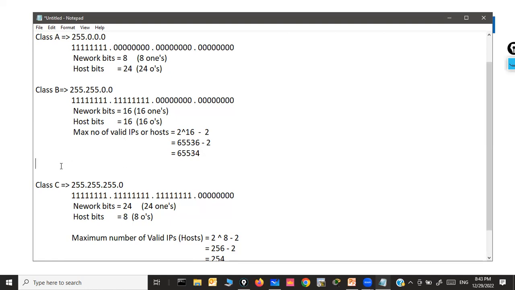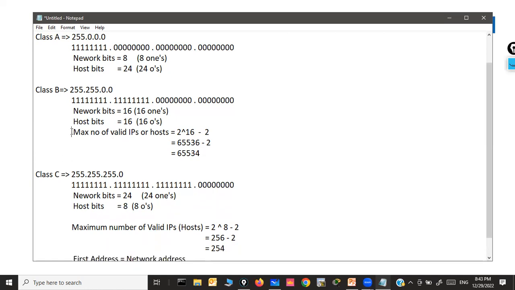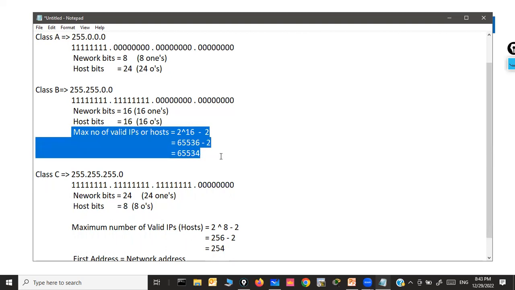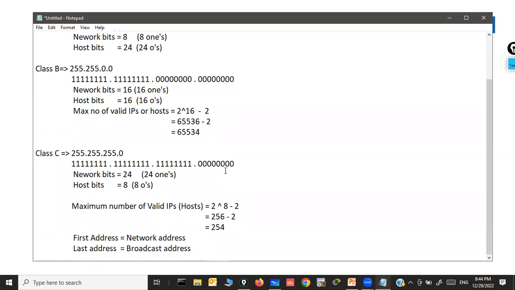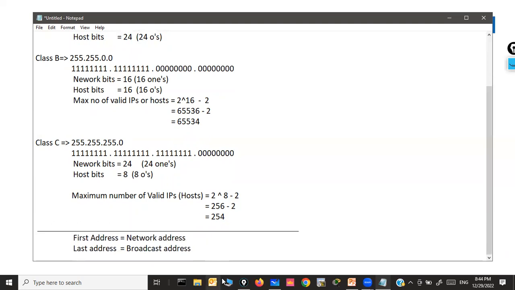So valid IPs in a class B network is equal to 65,534. Even by using the same formula, the same method, we can easily compute the maximum number of IPs in a class A network also. In class A, there are 24 zeros, 24 host bits. So 2 raised to the power 24 minus 2. And minus 2 because the first and last address are both reserved in any specific network class. So we have to keep this in mind: the first and the last address in any network class is reserved, so we cannot use them.